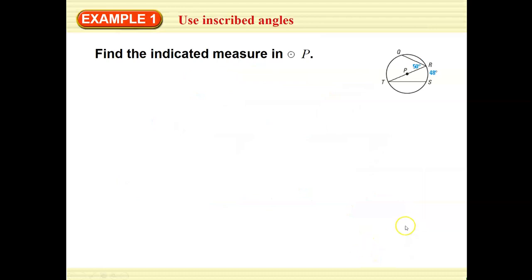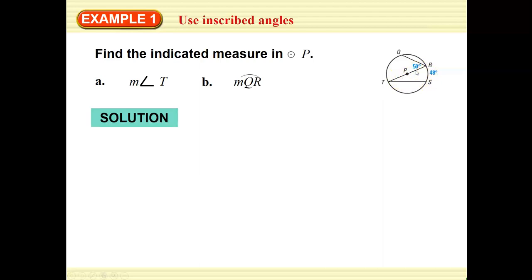Okay, so here we're trying to find the indicated measures. First of all, we were trying to find the measure of angle T, which is this angle right here. It's an inscribed angle, and it's half of the arc over here, so angle T is half of 48, which is 24.